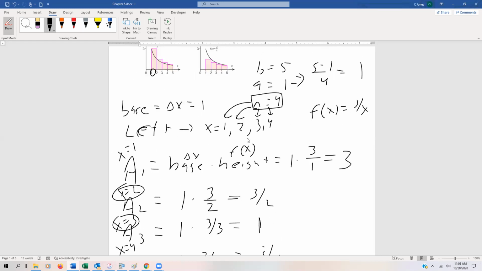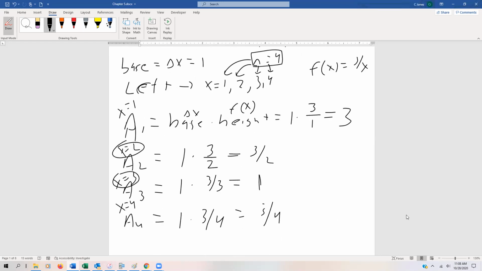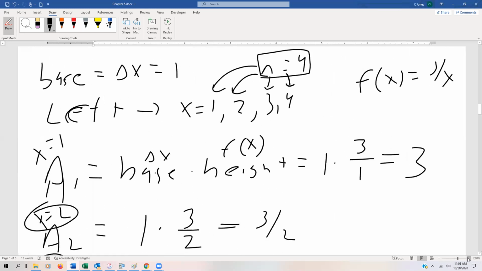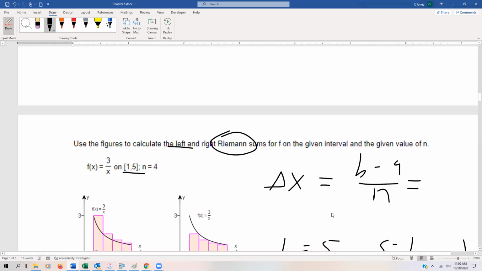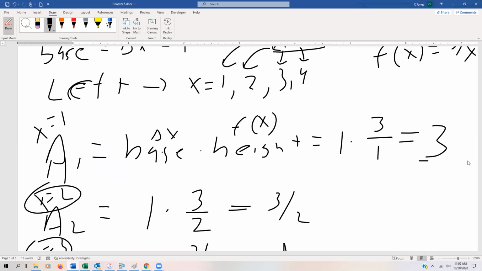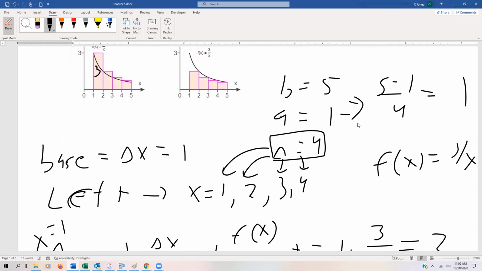Now what do these numbers represent? 3, 3/2, 1, and 3/4. Well, those are each of the areas of the different rectangles. If we go back to our diagram, this first area right here is 3, so we got that right here. The next area is 3 halves. This area is 1, and this area is 3/4. And doesn't that make sense? Each time, the areas are becoming smaller because the function is decreasing.